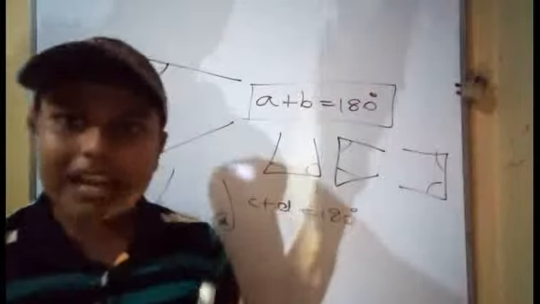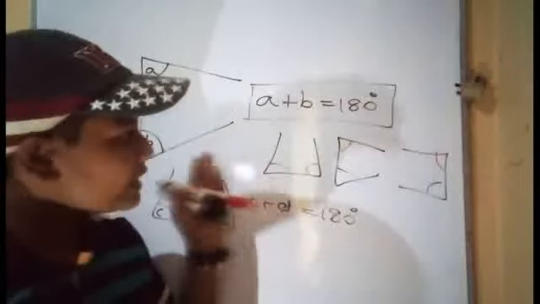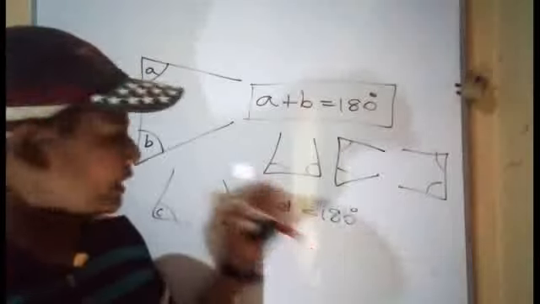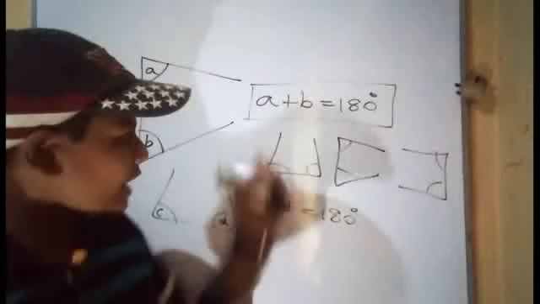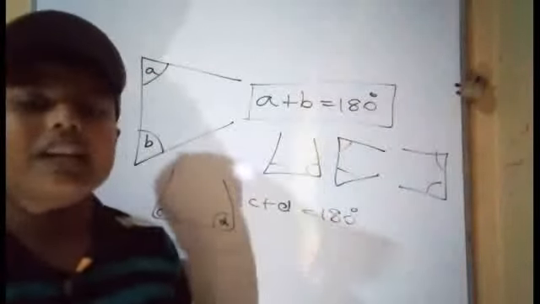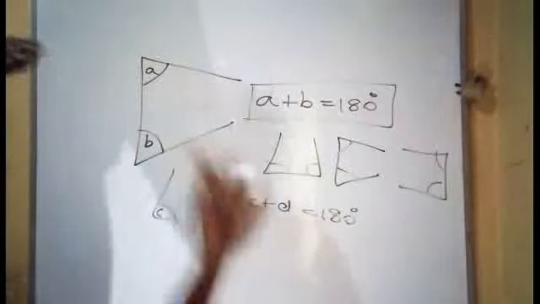The allied angles, the main one is this open figure with a U shape, which is 180 degrees. That's the allied angles. No other reasons. Okay, let's see.